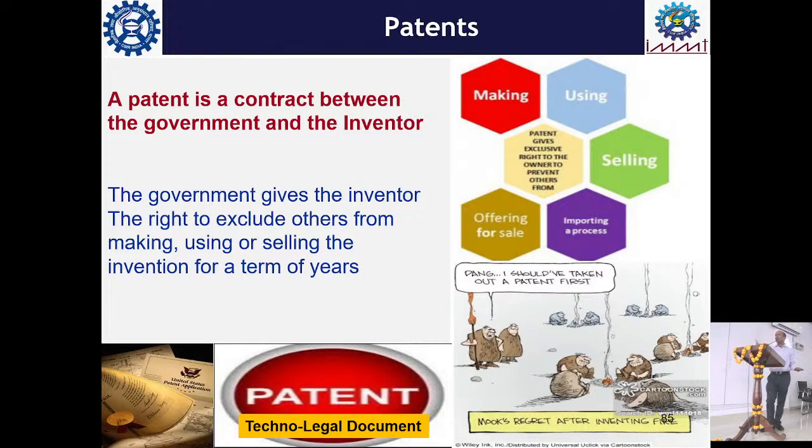So therefore, whenever you come up with a new work, a new invention, always try to take an IP. Take a patent first. Before that, you should not disclose to anyone. If you disclose, it is open. It is no more new. Then you will never get a patent.